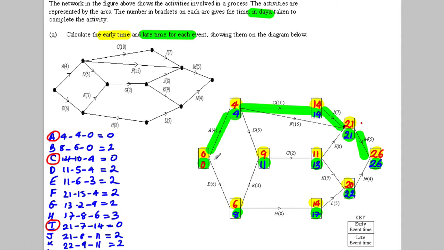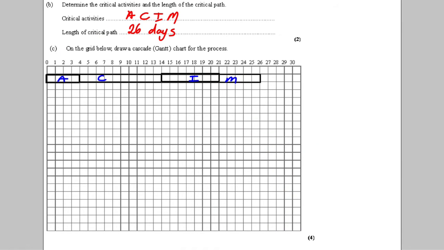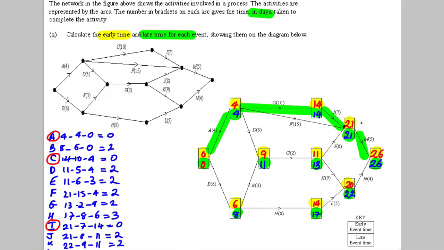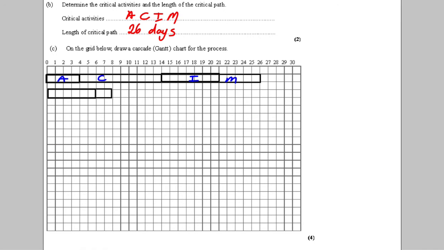So I'd have to fit in B. It can start at 0, goes up to 8 like that, but it's 6 long. And what I'm going to do, rather than do dotted lines, just this time I'm just going to shade that in to show that that is the float. So that is B. So I've done A, B, C.